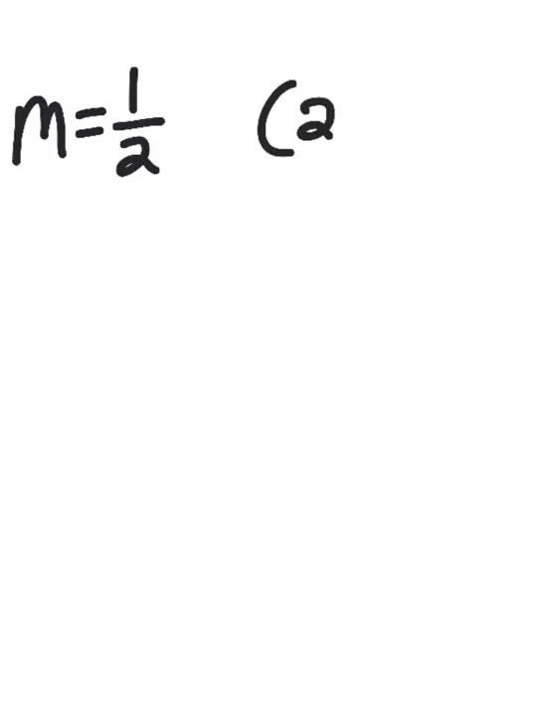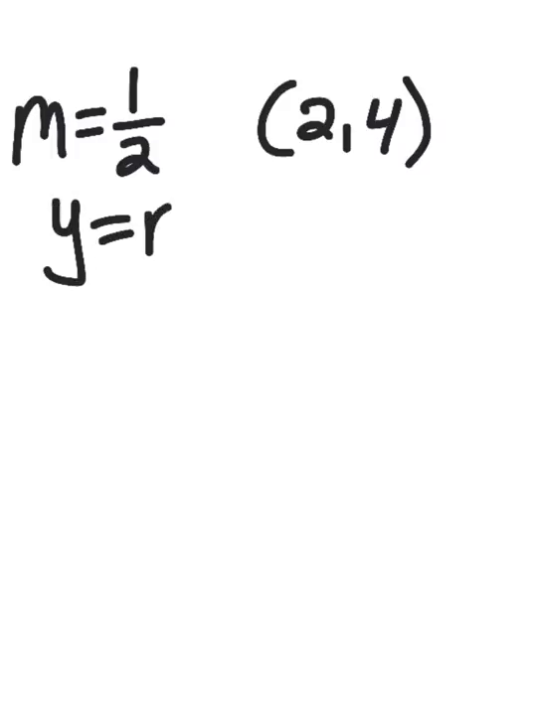Let's take a look at a second example. So let's say my slope is 1/2, and I want my line to pass through the point (2, 4). I just need to know my intercept, and I can write the equation of my line. So I'm going to start out with slope-intercept form. I have y = mx + b.